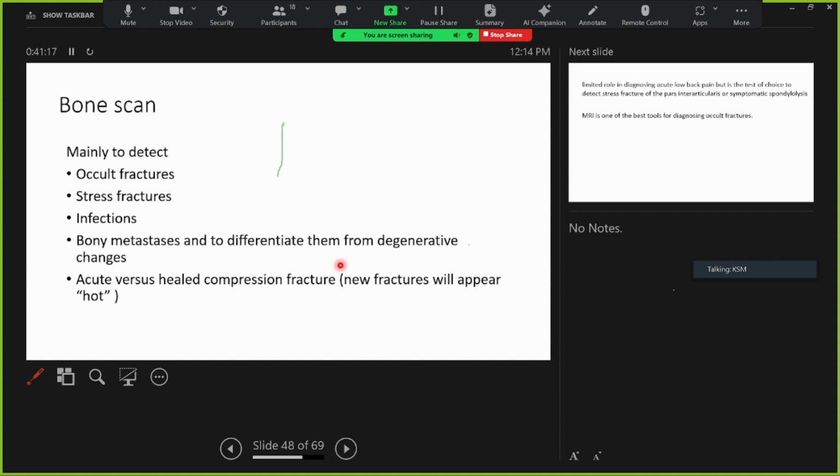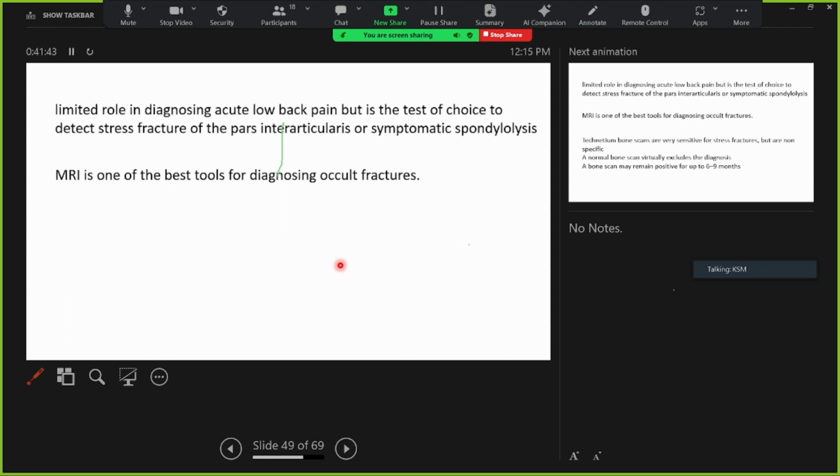Bone scan: we don't do a bone scan for backache, but sometimes if you see some abnormality and want to confirm what it is, or suspect a stress fracture, occult fracture or infection, then we can go for a bone scan. If you want to see whether a fracture is acute or healed, a bone scan can be done. It is usually positive, hot, until 6 to 9 months after the fracture. So it has a limited role in diagnosing backache, as MRI is more accurate. Now even occult fractures we are doing with MRI.